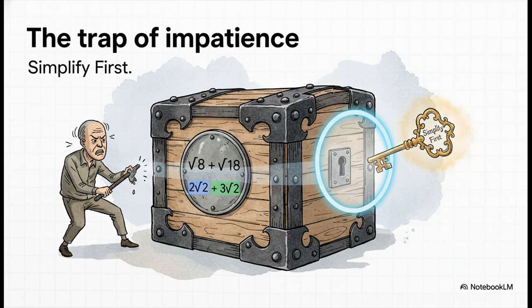The second big trap is just impatience. You might look at an expression like the square root of 8 plus the square root of 18 and just think, nope, can't be done. But if you skip that crucial first step, simplification, you'll completely miss that the square root of 8 is really 2 rad 2, and the square root of 18 is 3 rad 2. Always, always simplify first. It's the key that unlocks almost every single problem.